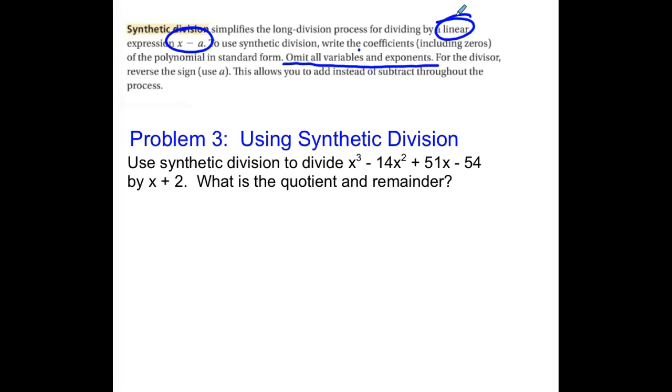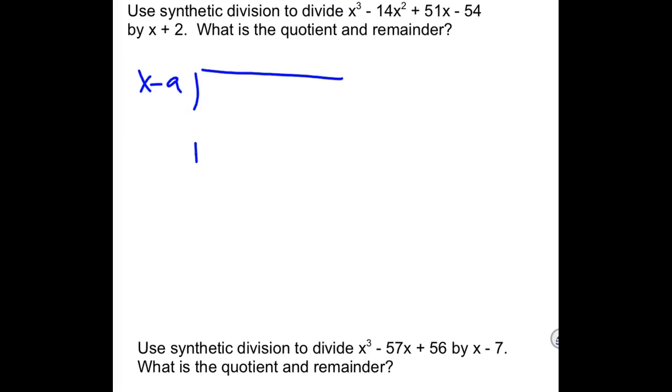So we're going to take out our variables and our exponents. We're just going to deal with those coefficients. It says for the divisor, you want to reverse the sign. So yesterday with long division, we would have put our x minus a out front. Yes? Today, with our division, we are going to see it like this. It's going to be an upside down division bar. And instead of kind of the angle on the front, it's usually just a straight line. And instead of putting x minus a, we're just going to put a. By doing that, we can add our columns instead of subtracting, which is much easier for students. Okay?